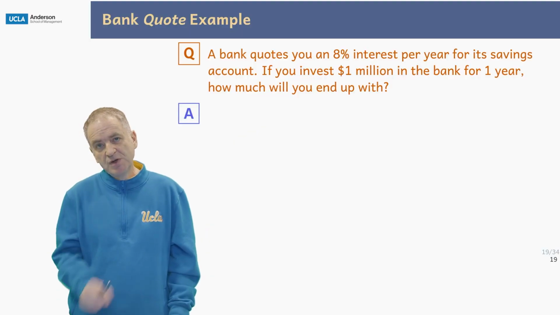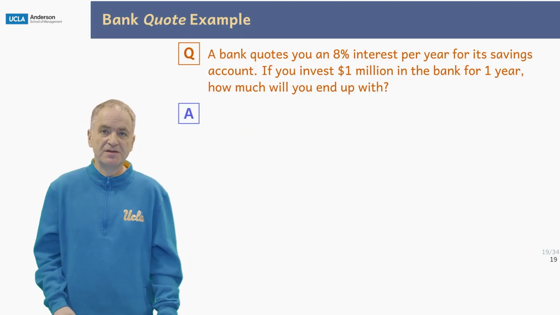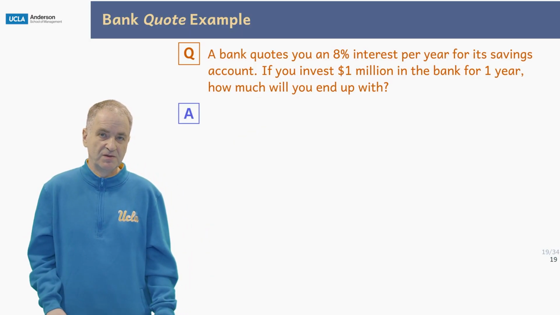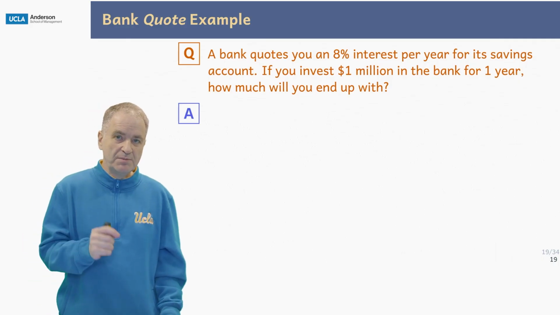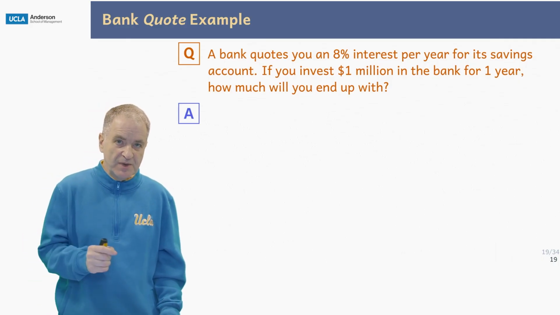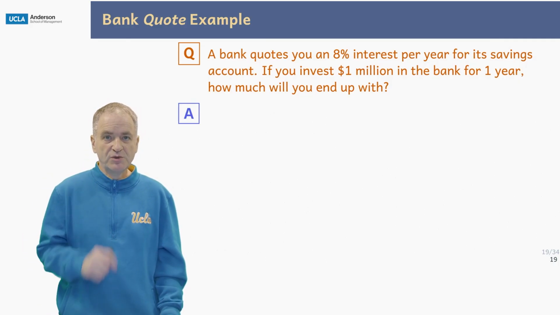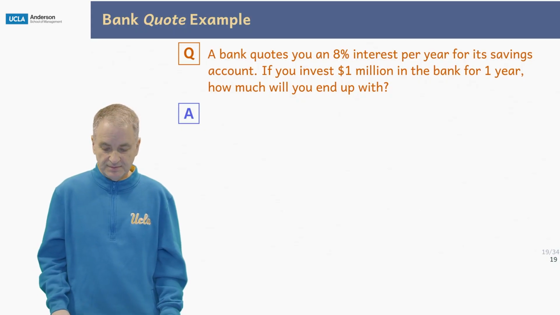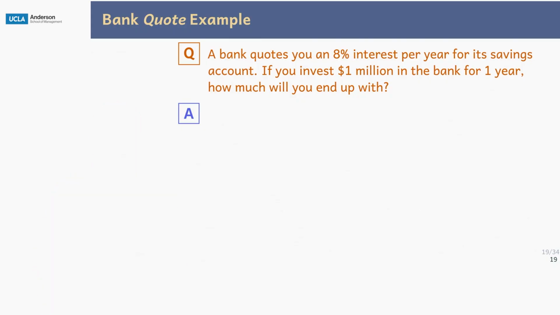So let's start. A bank quotes you an 8% interest per year for its savings account. If you invest $1 million in this bank for 1 year, how much will you end up with? Please pause this video now. Answer the question on a piece of paper and then continue.